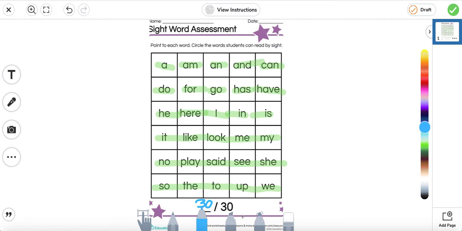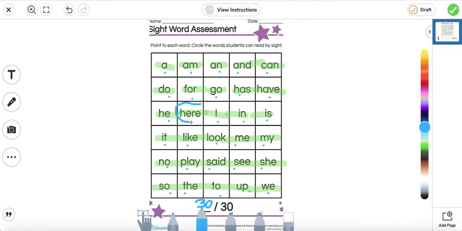Okay, we're going to read them one more time. Are you ready? A, am, an, and, can. Do, for, go, has, have. He, here, I, in, is. It, like, look, me, my. Know, play, said, see, she. So, the, to, up, we.